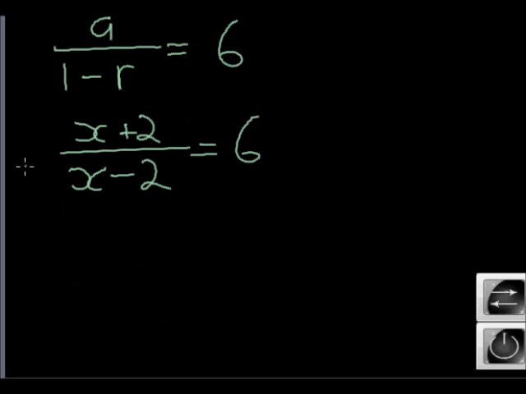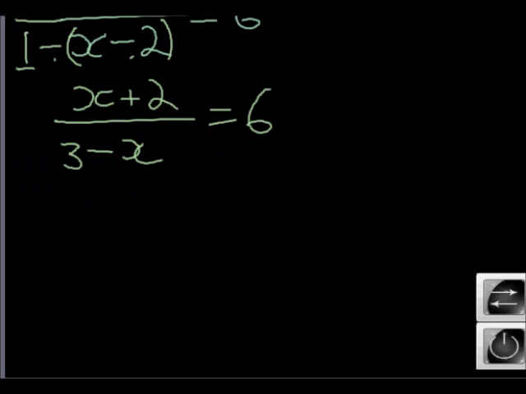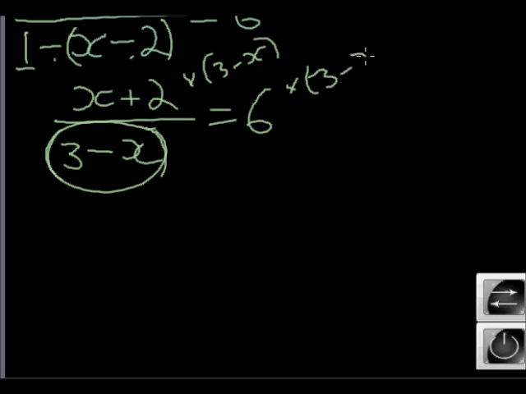Oh, 1 minus that, sorry. Let's just simplify that. x minus 2 is in brackets, then. x plus 2, and then it's 1 minus minus 2, which is plus 2, so it's 3 minus x, equal to 6. Can't remember who got this right. Now we're going to multiply both sides by the denominator. So I'm going to multiply by 3 minus x on this side and 3 minus x on that side.